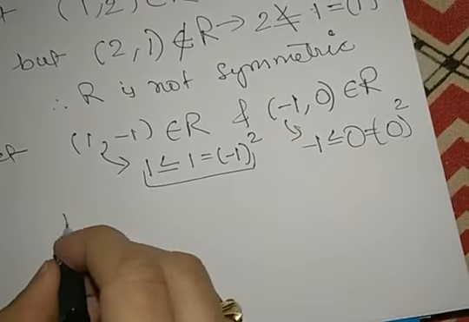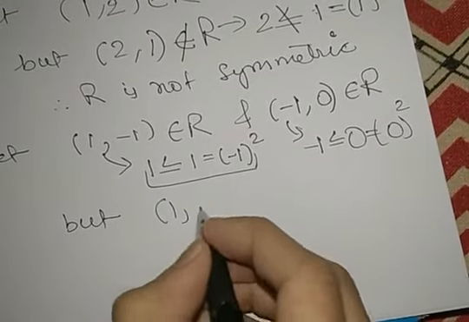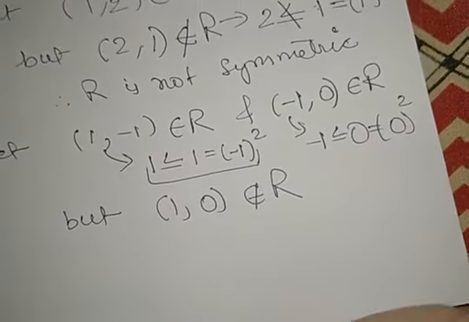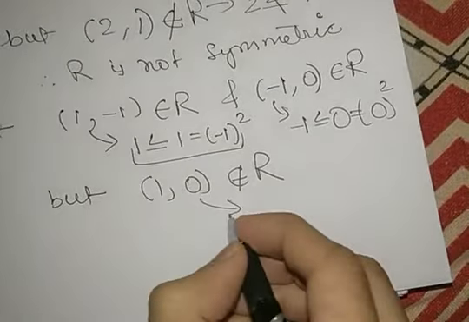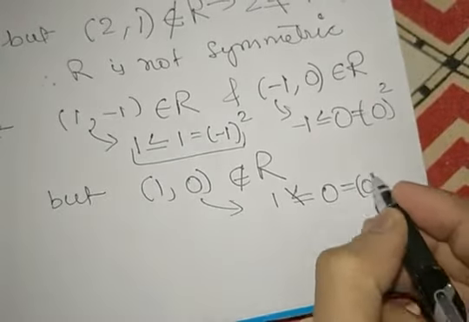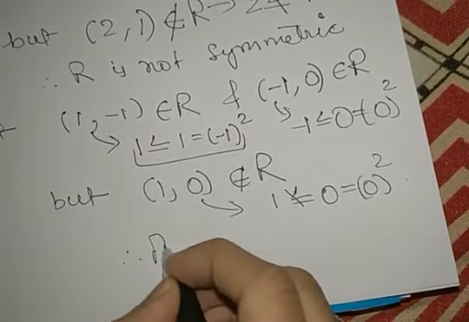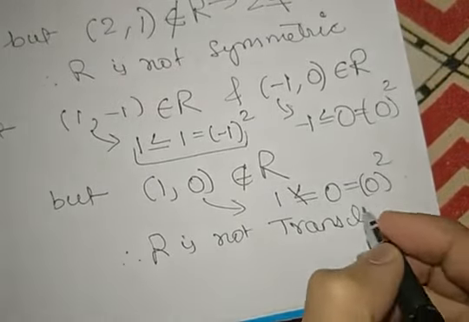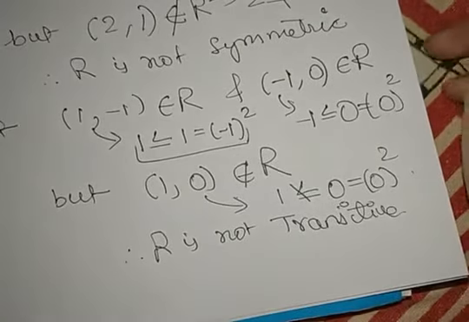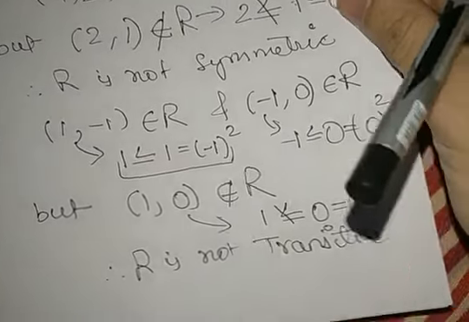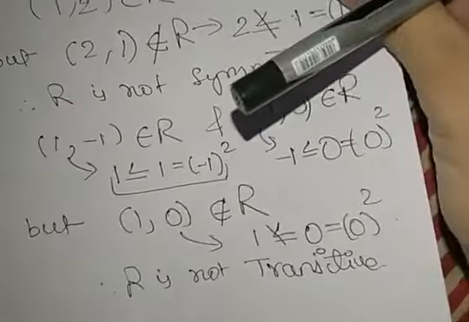But (1, 0) doesn't belong to R. 1 comma 0 is not belonging to the set R, because 1 is not less than or equal to 0, which is 0 square. So therefore R is not transitive. So that was the problem number 2. Now let us go to the problem number 3.